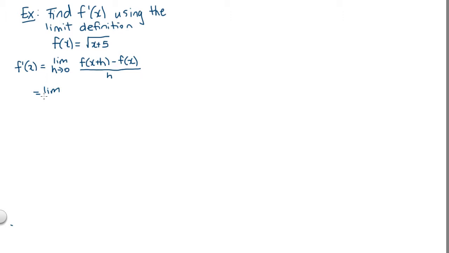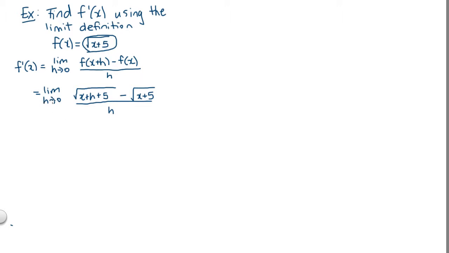So we've got the limit as h goes to 0, and let's start by calculating f of x plus h. So we're going to go back to our original function here. Here's our f of x, and let's replace every x that we see with an x plus h. So that gives us square root of x plus h plus 5. Okay, and then we'll subtract off our f of x. So our original function was root x plus 5, and that is all over h.